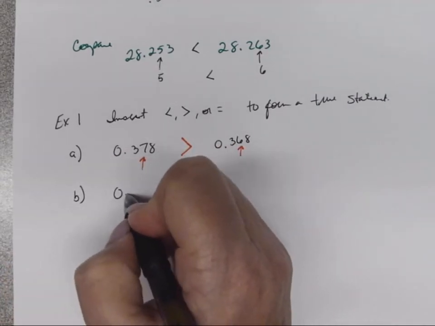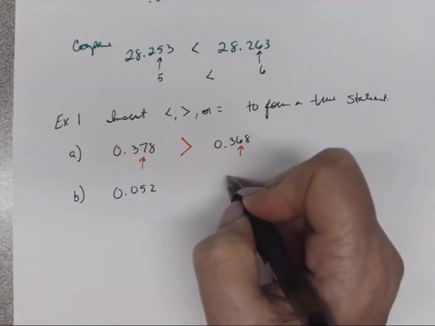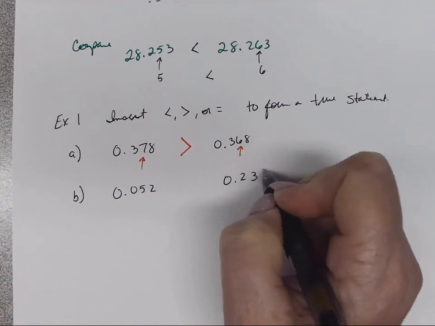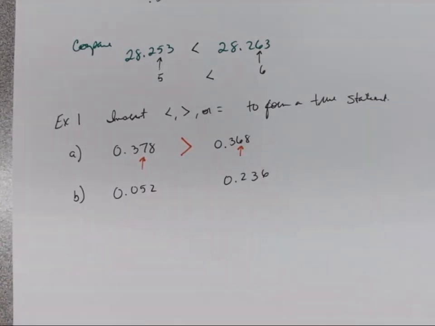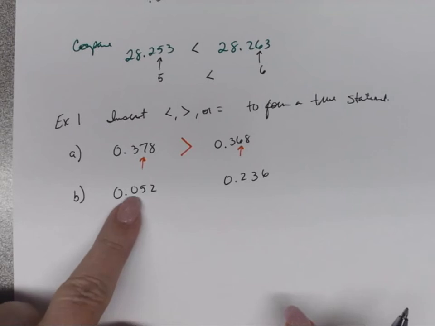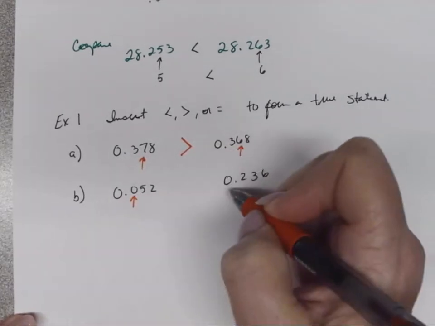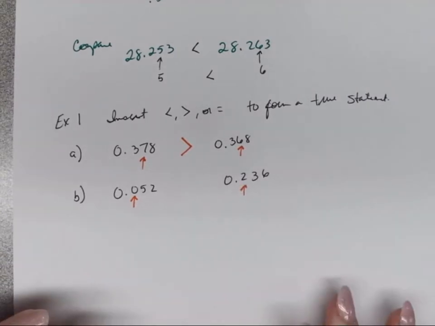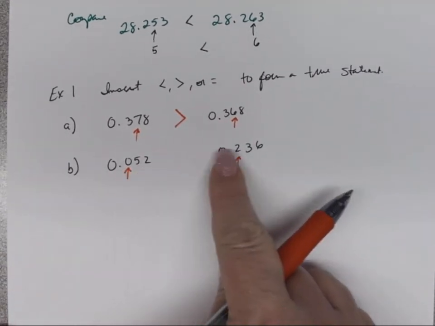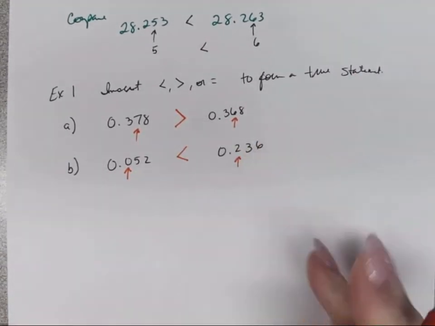All right, let's look at part B. If we have 0.052 and 0.236, we again are going to look at where they're different. This one is 0 and this is a 2 for the very first digits after our decimal, and it starts with a 0. Well, 0 is less than 2, so this will be less than.